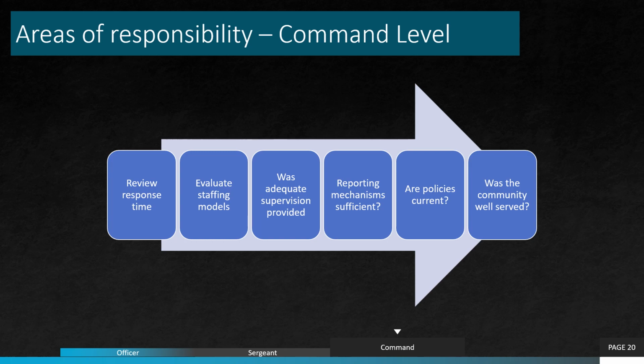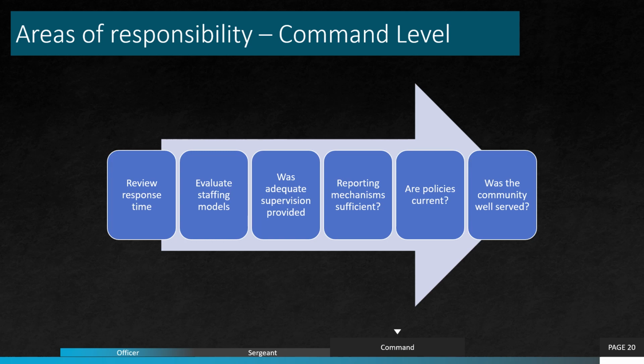Then they'll evaluate policies. Is what the practice of the officer was consistent with what our policy is? Laws change every legislative session. Is our policy consistent with the new laws? So that's an evaluation process that's ongoing, and that's what the command level staff will be doing.